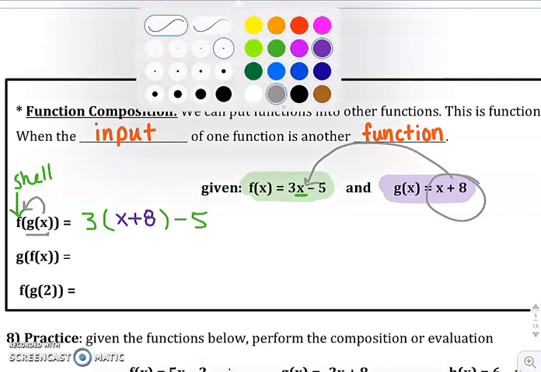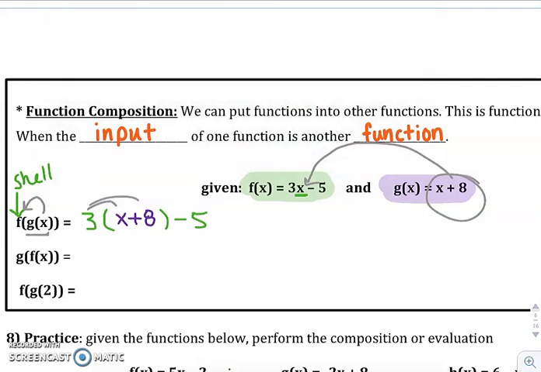So let's distribute the 3 inside there. So we'll get 3x plus 24 minus 5. And if you simplify that, 24 minus 5 will be 19. So 3x plus 19.